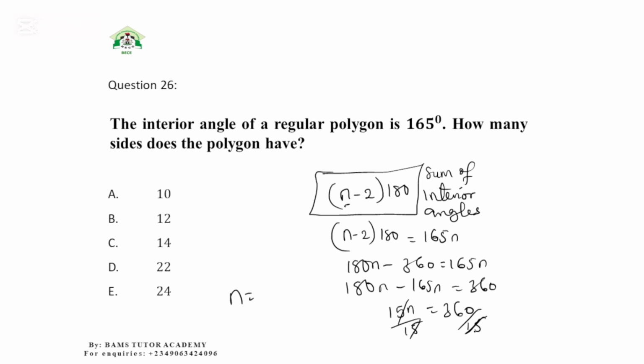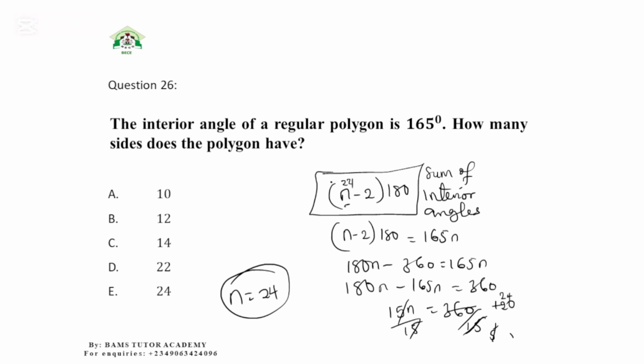So 5 times 3 is 15, 5 times 12 is 60, 5 times 24 is 120. That's going to be 24. n is 24. So it has 24 sides, which tells you that there are 24 sides and each of them is 165 degrees. That's why we have 165n. Right? So 165 times 24 sides, that's going to be a lot. That's going to be 3,960 as the total sum of the angles in that polygon.